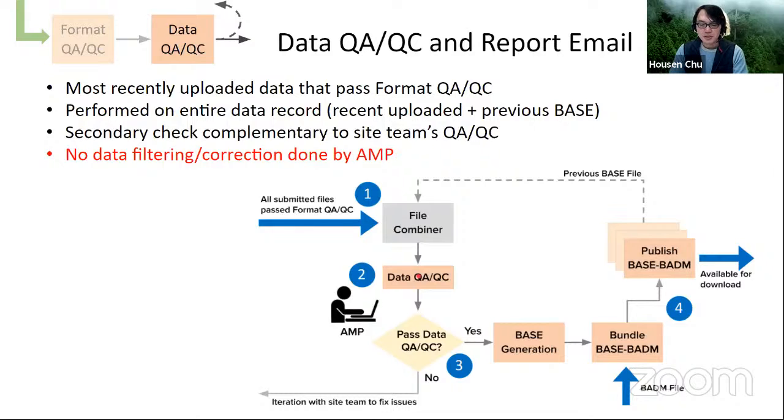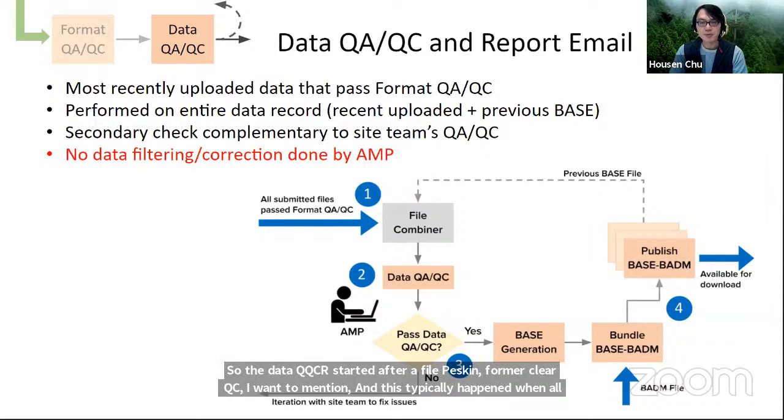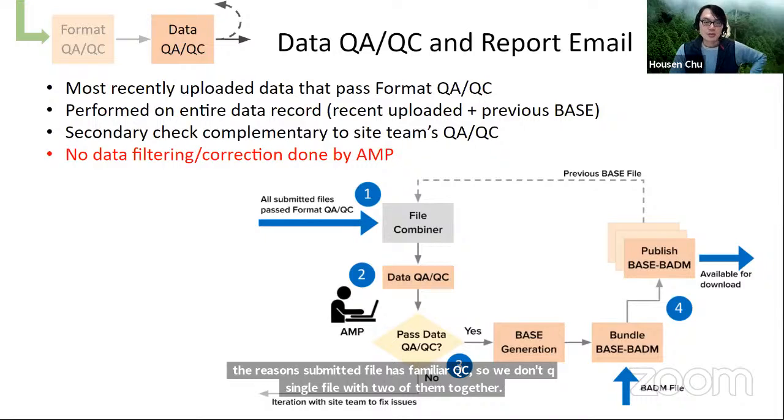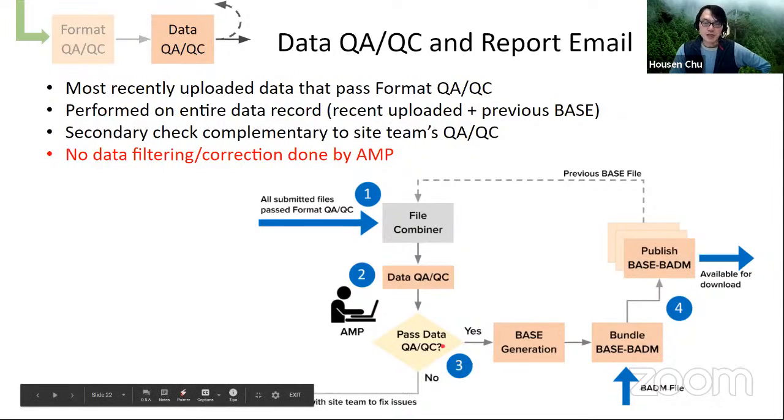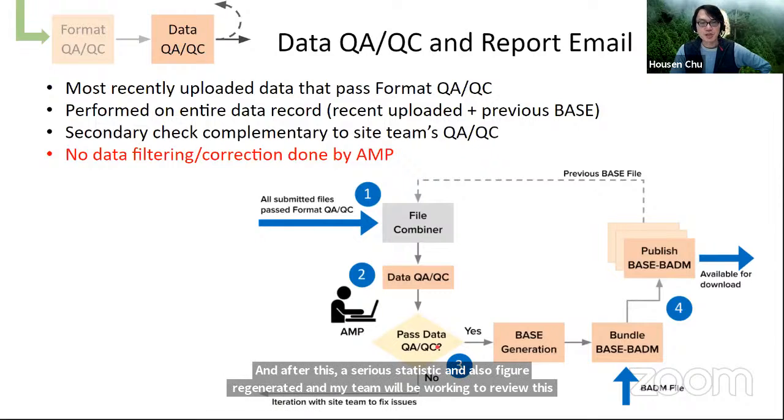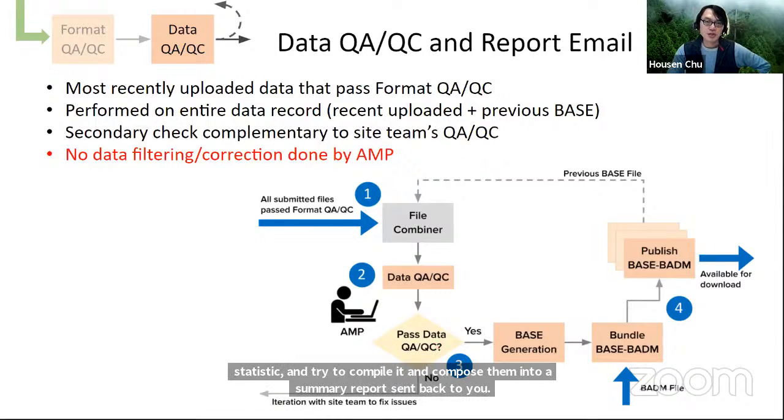And after this, a series of statistics and also figures will be generated. And the AmeriFlux team will be working to review these statistics and compile them into a summary report sent back to you. If everything went right, the file will be moved on to a BASE publication. And otherwise, if any potential issue was identified, it will be returned back to the site team for correction or sometimes for clarifying the issue.